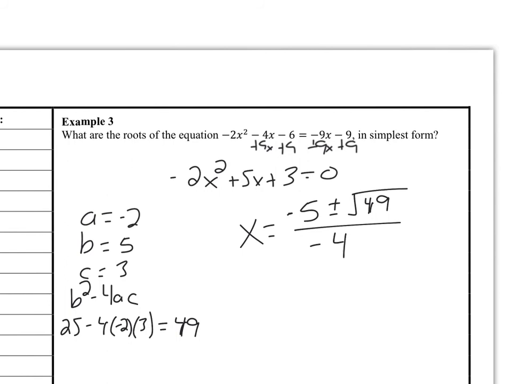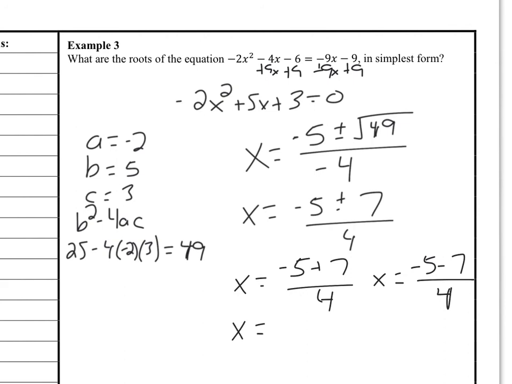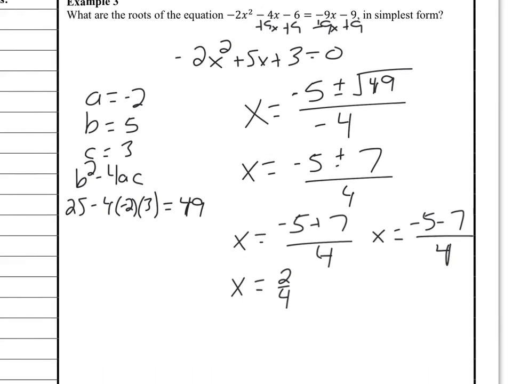So from there, we have to do it in simplest form. So negative 5 plus or minus the square root of 49 is just 7. So we keep going. We have to break this up and get answers. We cannot leave it like that. So x equals negative 5 plus 7 over 4, and x equals negative 5 minus 7 all over 4. Negative 5 plus 7 is going to be 2 over 4, which then gives us 0.5 or a half.